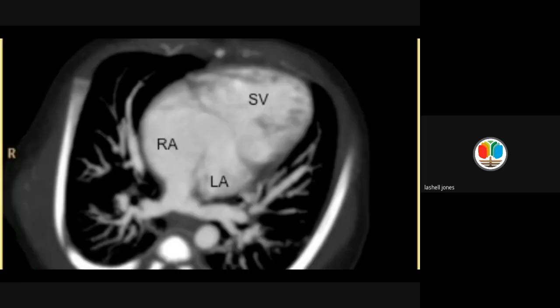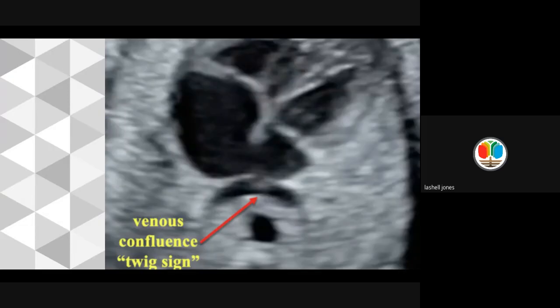Okay. So here's an example where you can see where it's dumping into the right atrium instead. And then that confluence, you can see the confluence vein there, the twig sign.